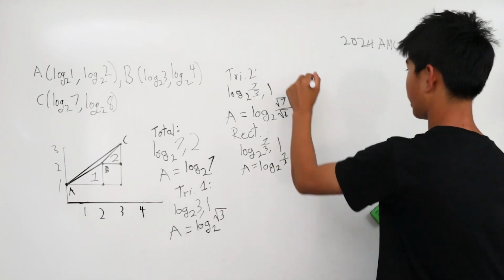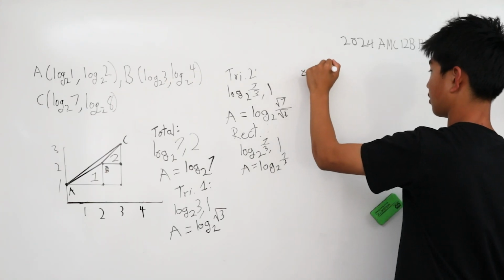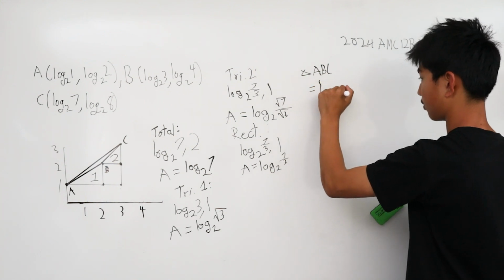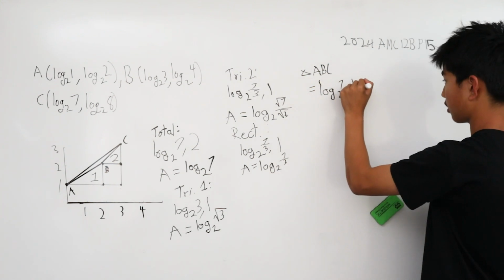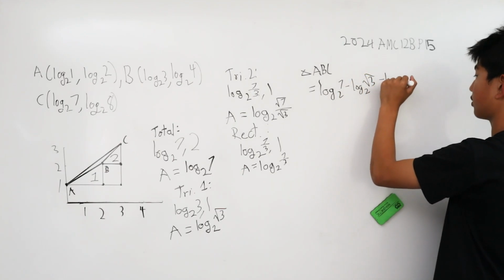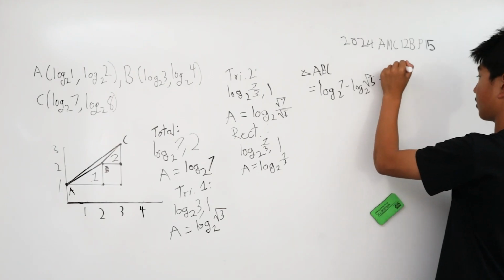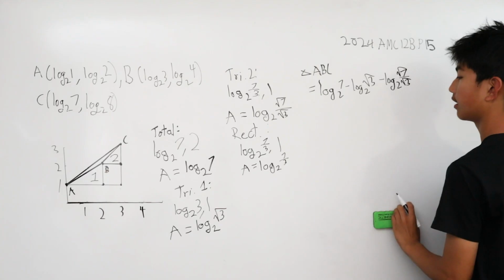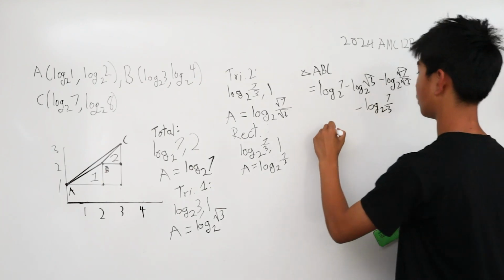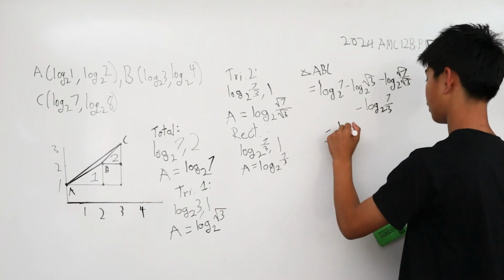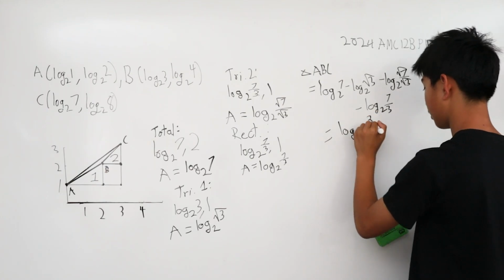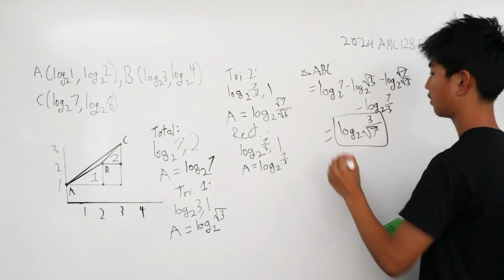Then the total desired area of ABC would be the total area, log base 2 of 7, minus log base 2 of square root 3, minus log base 2 of square root 7 over square root 3, and then subtract another log base 2 of 7/3. All this will come out and give you log base 2 of 3 over square root 7. And that is the area of triangle ABC.